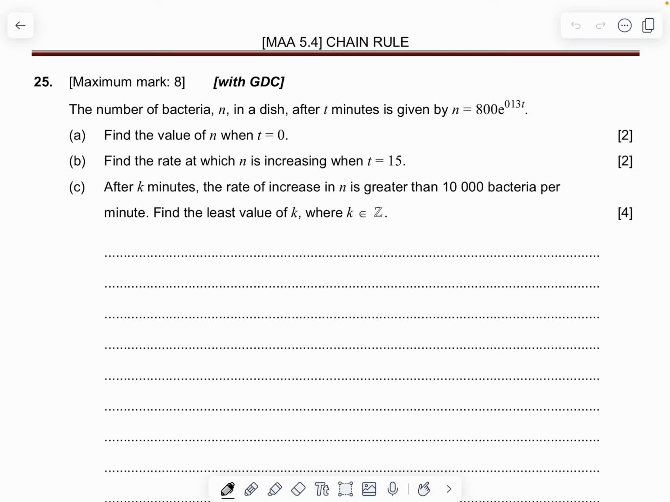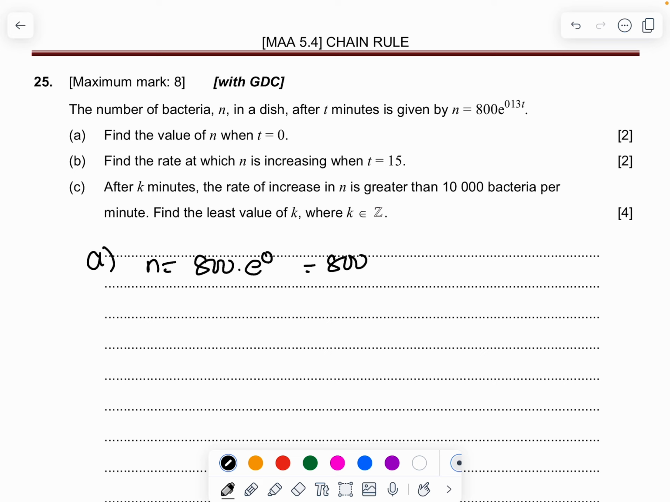The number of bacteria in a dish after t minutes is given by this one. Find the value of n when t equals 0. When t equals 0, n equals 800 times e power 0, which is going to be 800. So at the beginning it is 800.